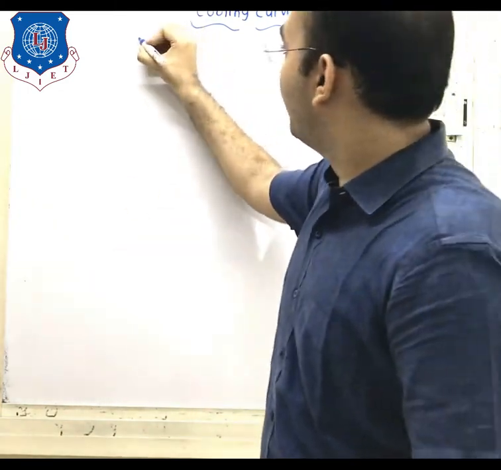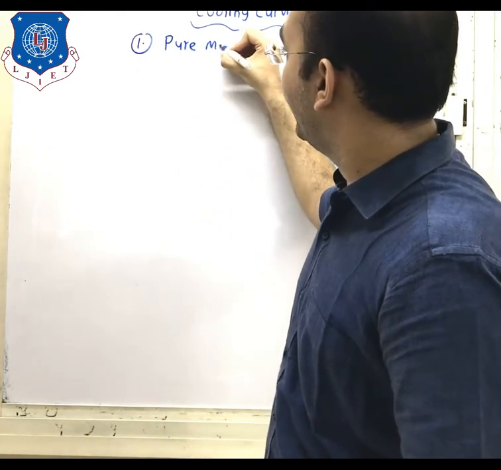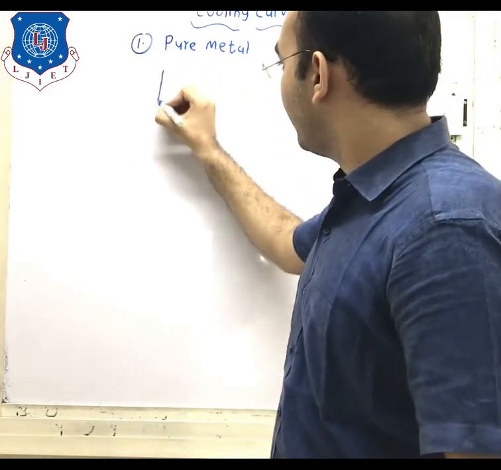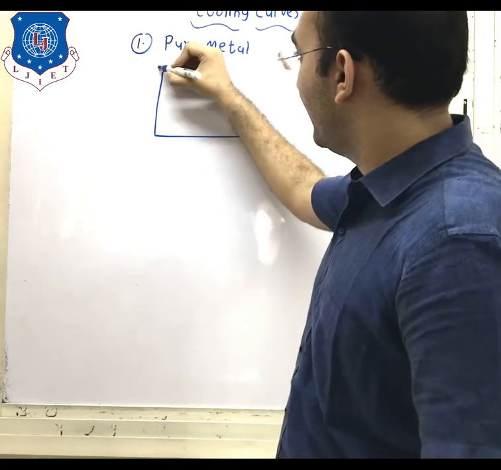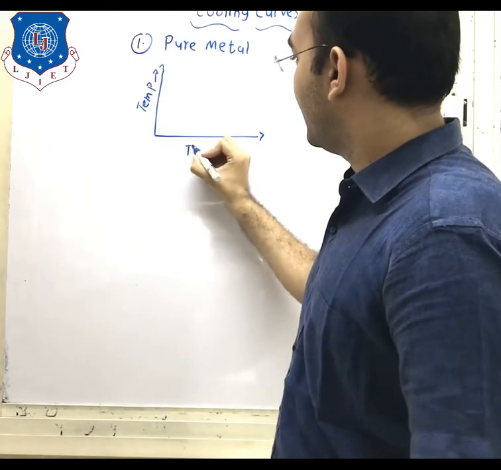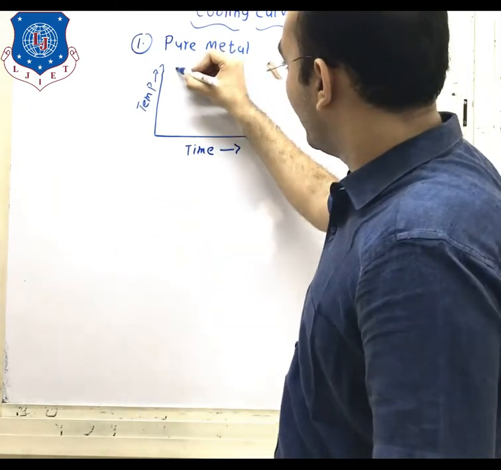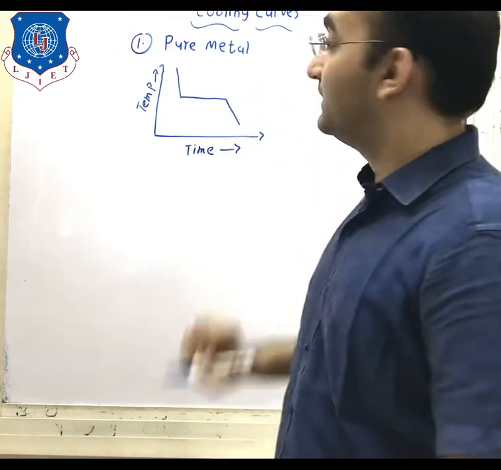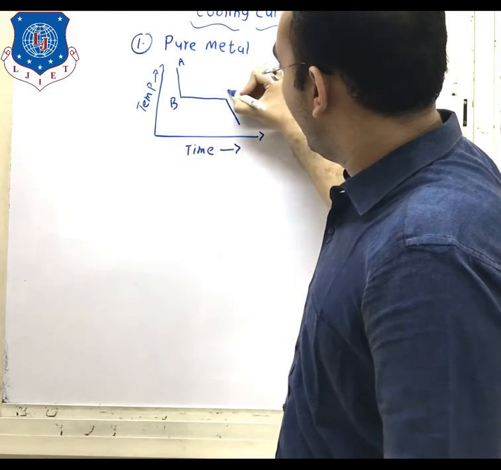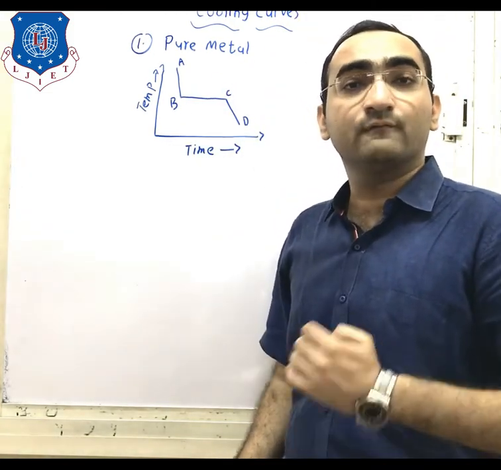So let us go for the first one. The first curve which we will be seeing is that of the pure metal. Let us first see how the diagram is made. It is always drawn between temperature versus time, so the diagram is always in this form. Let us discuss the different regions which are there in this pure metal cooling curve.